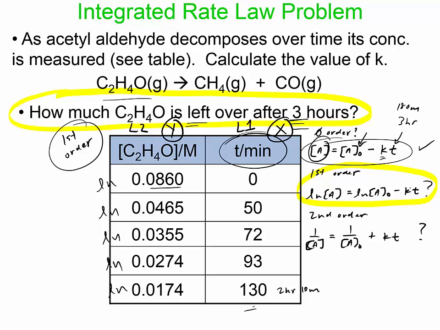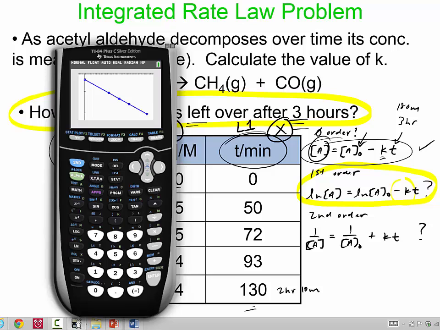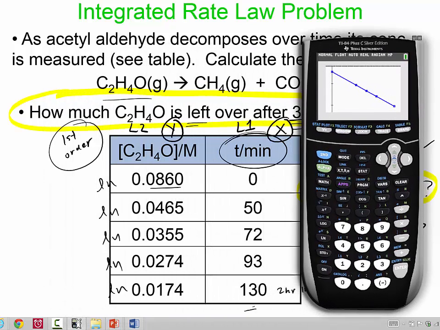But I need to figure out what K is because I'll have too many unknowns. So I need to figure out what K is first. Then I could plug in 180 minutes here for T, and for the initial, I'm going to plug in this number. So I'm going to go ahead and pull up my calculator and figure out what K is going to be.